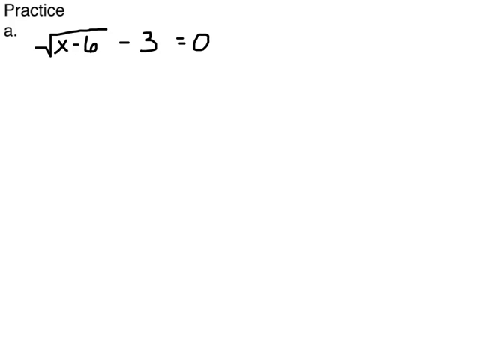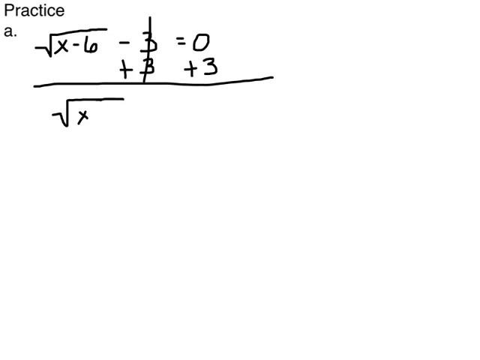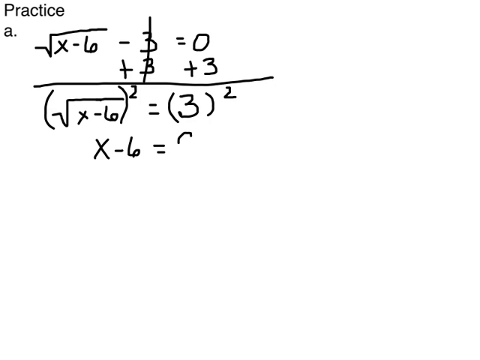Okay, so the first thing we're going to do is isolate the radical by moving this 3 to the other side. We've gotten rid of that. The square root of x minus 6 equals 3. Now I'm going to square both of these terms. I've gotten rid of the radical sign. Now I just have x minus 6 equals 3 squared, which is 9. If I add 6 to both sides, I'm going to have x equal to 15.